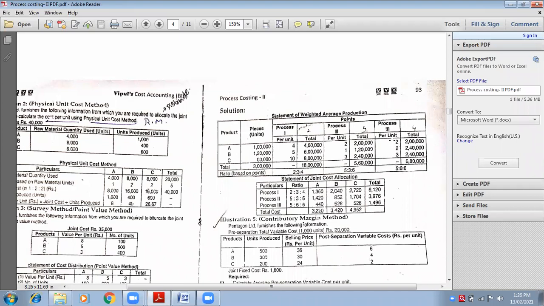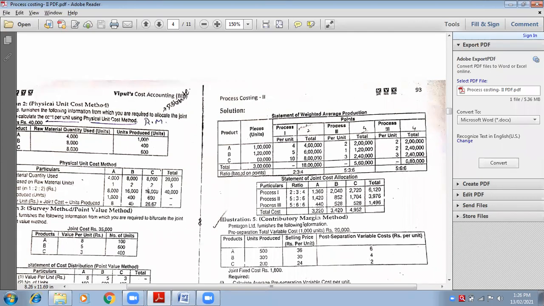And the same way is done for process 3. Process 3, we have product A, 2 per unit into 1 lakh, that is 2 lakhs. Product B, we have 1 lakh 20,000 units at the rate 2 per unit, which is 2 lakh 40. And in process 3, we have 80,000 units at the rate 3 per unit. So same 2 lakh 40,000 for process 3, product C.